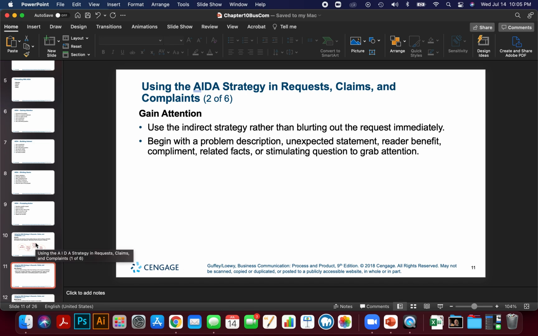We're going to try to gain their attention. We're going to use the indirect strategy rather than just blurting out the request immediately. We're going to begin with a description of the problem that they're facing, right? We're going to offer an unexpected statement and provide them reader benefits and compliment them at the same time. Support our statements with related facts, or we're going to ask them a stimulating question to grab their attention.